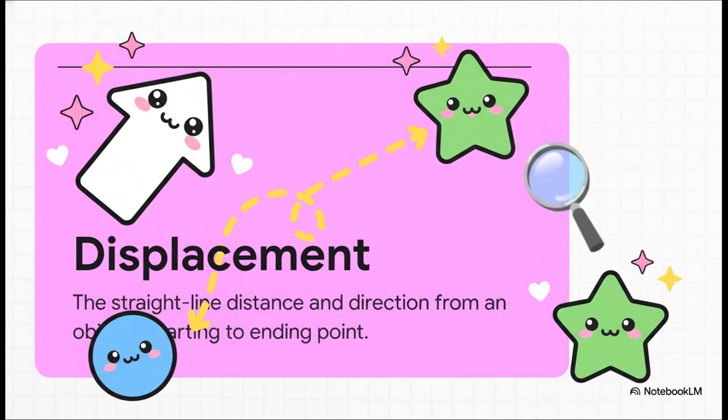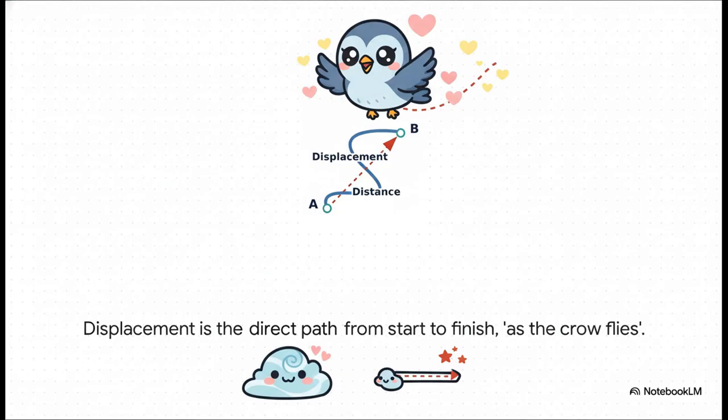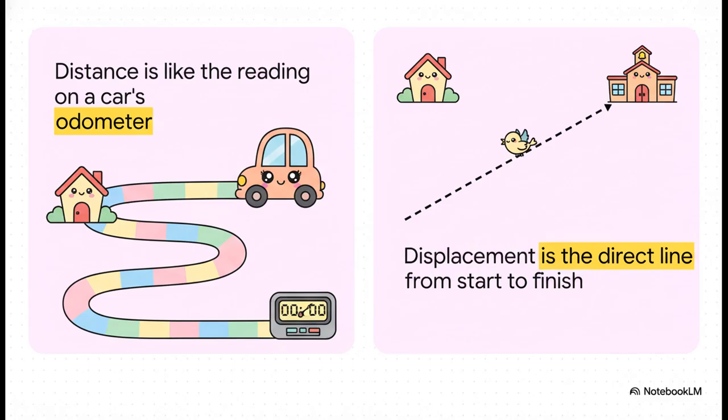And here's the key part. It always includes direction. So let's look at our path again. That winding blue line, that was your distance. But this straight dotted red line, that's your displacement. It's the as the crow flies path, way shorter, and it points in one specific direction, from A straight to B. Okay, here's a great way to lock this in. Distance is like your car's odometer. It just keeps adding up every single mile you drive, right? But displacement is like pulling up a map and just drawing one straight line from your starting point to where you finished.